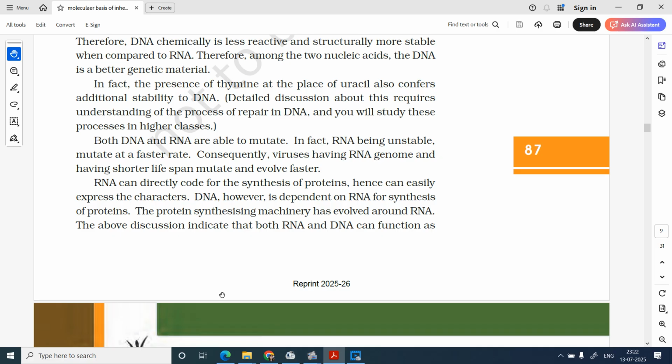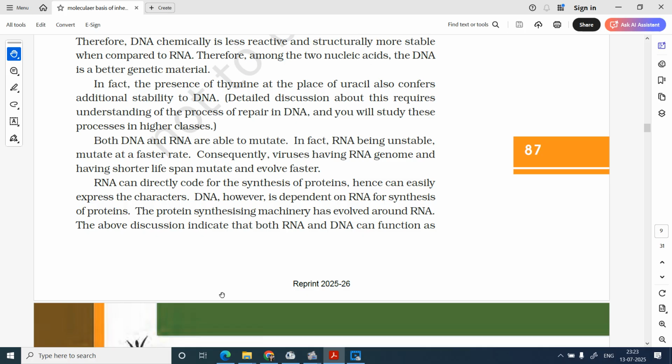A detailed discussion about this requires understanding of the process of repair in DNA, and you will study these processes in higher classes. Both DNA and RNA are able to mutate. In fact, RNA, being unstable, mutates at a faster rate. Consequently, viruses having RNA genome and having shorter lifespan mutate and evolve faster.